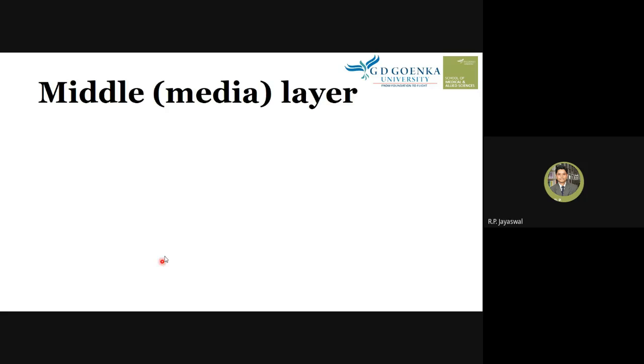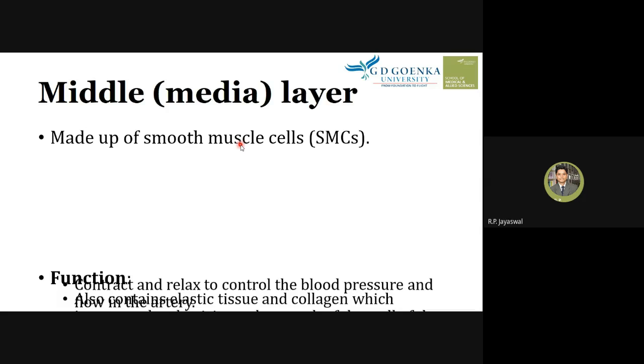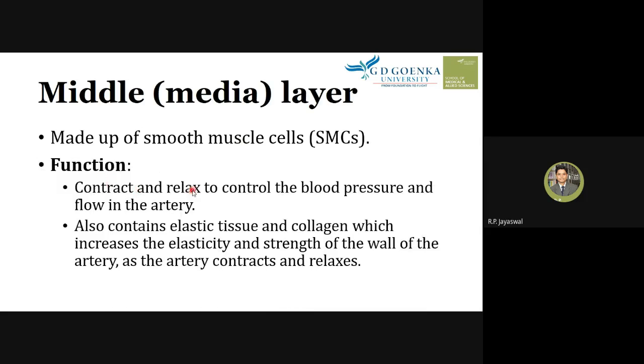Next, the middle, or medial layer. It is made up of smooth muscle cells. This is a muscular layer, and its function is to contract and relax. Because of this muscular function, contraction and relaxation, it can control the blood pressure and the flow of blood in the artery.